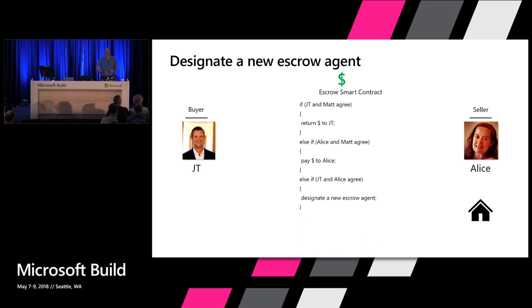It's PowerPoint, I can. So I'm going to add a new clause, which is that if JT and Alice decide together that I'm not a suitable escrow agent for whatever reason, they can designate a new one, and then that new one can cast the deciding vote. And this, I think, is a pretty good solution to this problem.